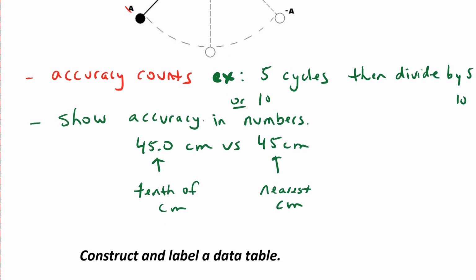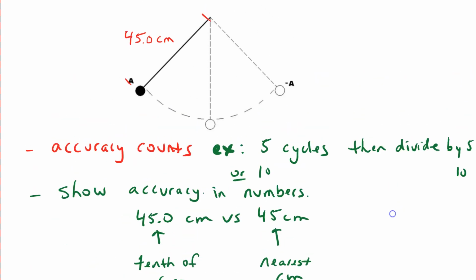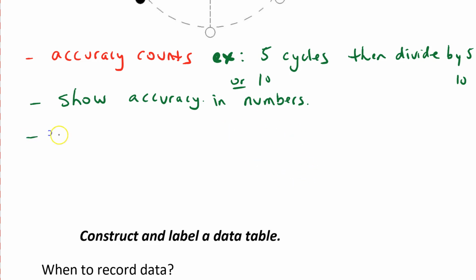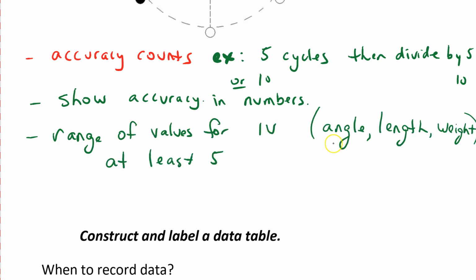The other one is you should pick the range of values. So when you pick what the angles are, or when you pick what the lengths are, the range of values for independent variables, and by that I mean the angle, the length, and the weight, the things that you get to pick, should be at least 5. In other words, the largest divided by the smallest should be greater than or equal to 5.